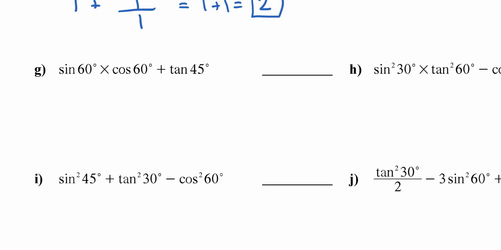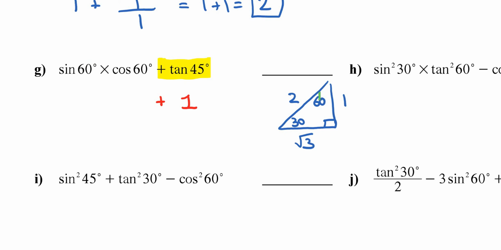Sine 60 degrees times cos 60 degrees plus tan 45. Well, we know what tan 45 is. That's just going to be 1, so plus 1 there. And then let's go ahead and construct the other 30, 60, 90 triangle one more time. So this is going to be a 60, 30, and this will be root 3. This will be 1, and this will be 2.